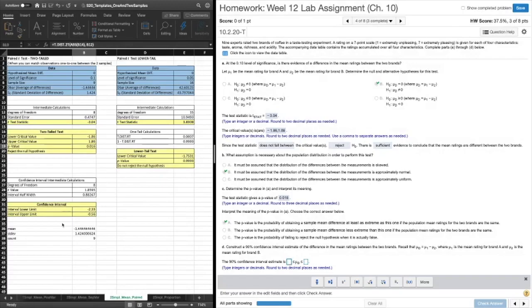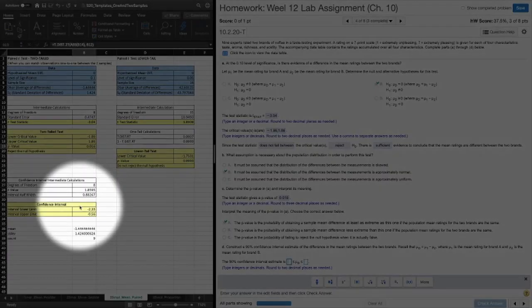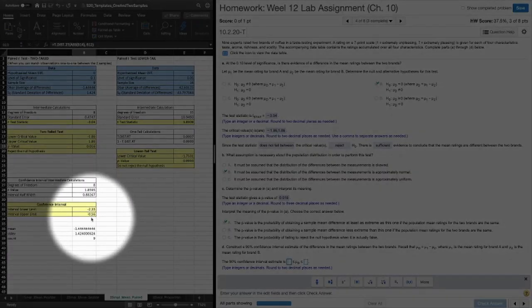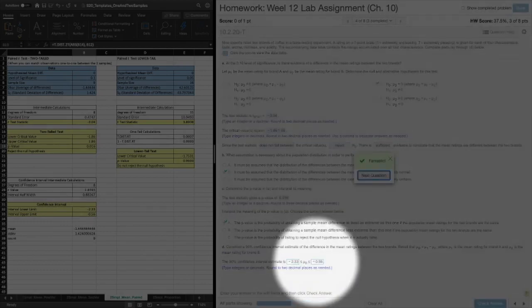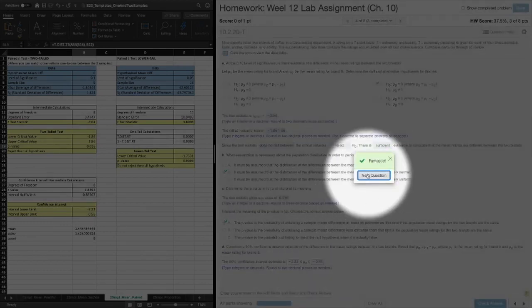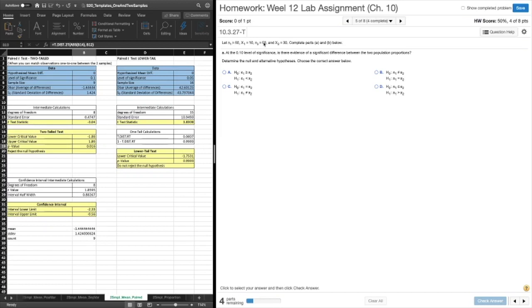95% confidence interval, we can read it right there. Minus 2.33, minus 0.56. There we go. Okay, question 5. N1 equals 50, N2 equals 50, X1 equals 10, X2 equals 10. And we need a 10% test of significance.